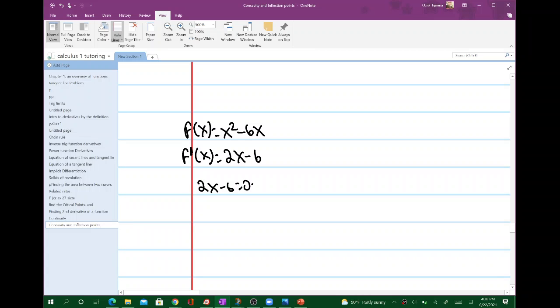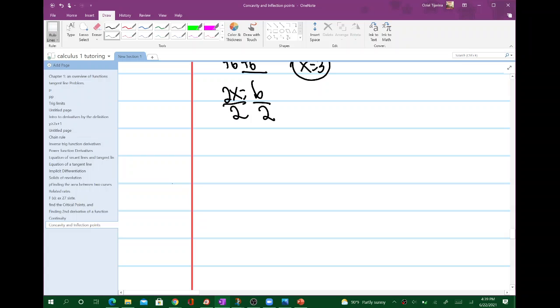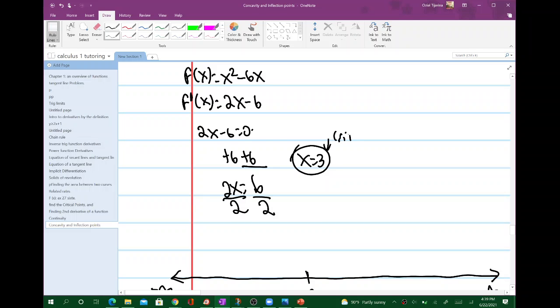So set f prime of x equal to 0, and add 6 on both sides, which gives you 6 equals 2x. Divide by 2 on both sides, and you get x equals 3. Now you're going to draw a number line from negative infinity to 3, and then 3 to infinity, because this is what we call a critical point, or a critical x value, right?